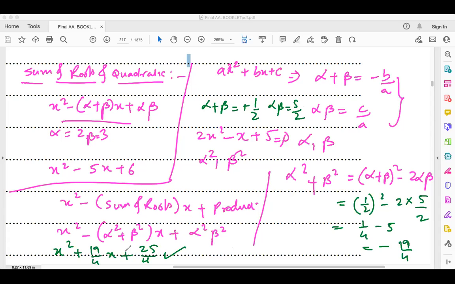Of course, you can linearize with just taking the coefficients as 4x squared plus 19x plus 25 as the general quadratic. So this will be the quadratic where the roots will be the square of the previous roots. So this is the general information that you need.